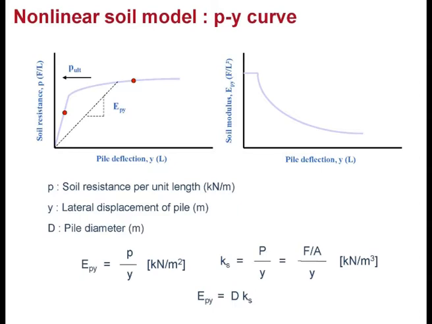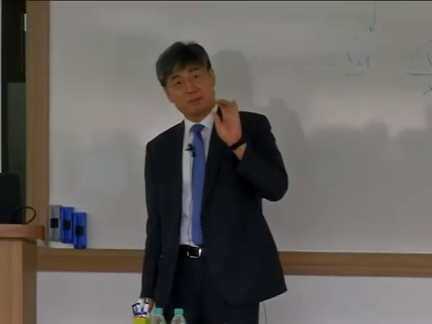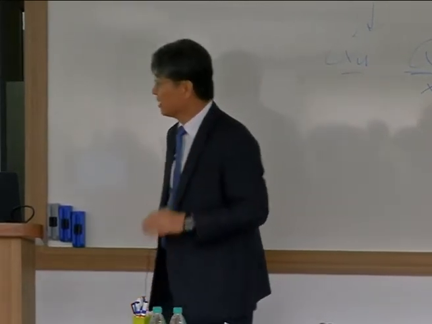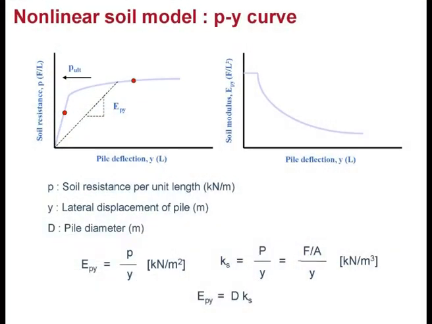Due to the applied horizontal loading, the soil reacts with P and the corresponding Y, the horizontal deflection. And we can plot the slope of this PY curve. We call this EPY. It's something like the soil modulus of the pile, the slope. In these early stages, there is a constant value as the deflection goes. After this point, the slope is changing, which means the stiffness value is reduced. So we have typical PY curves and the corresponding modulus versus deflection curves.